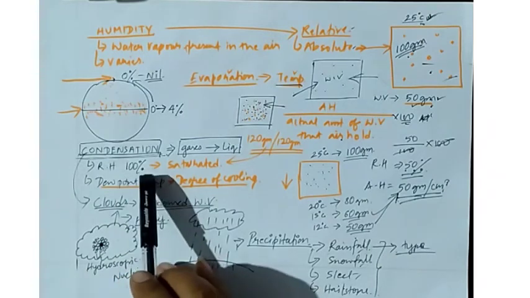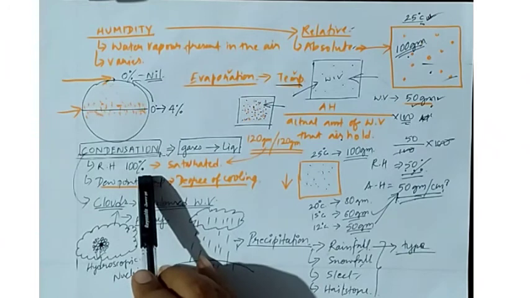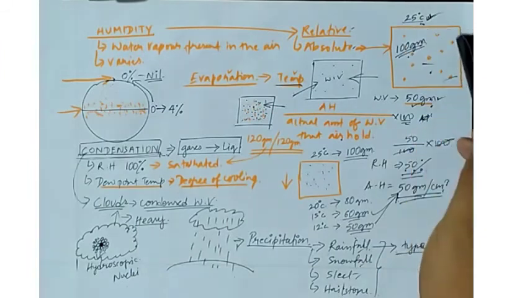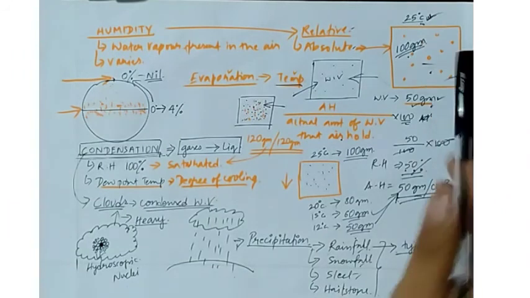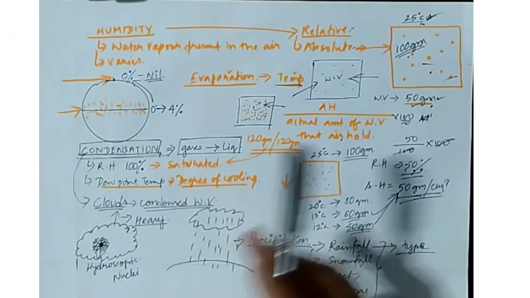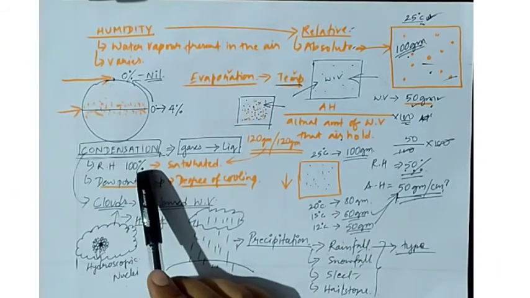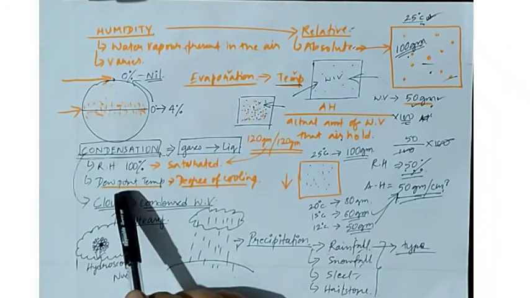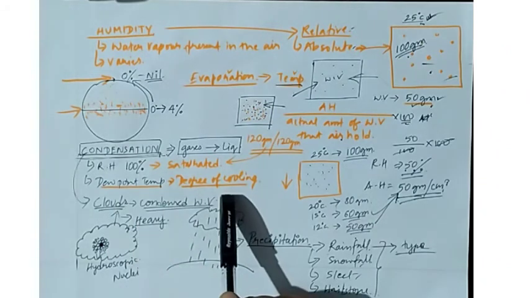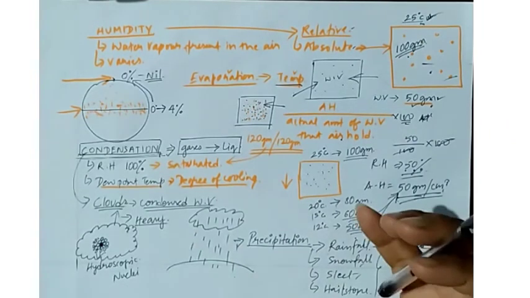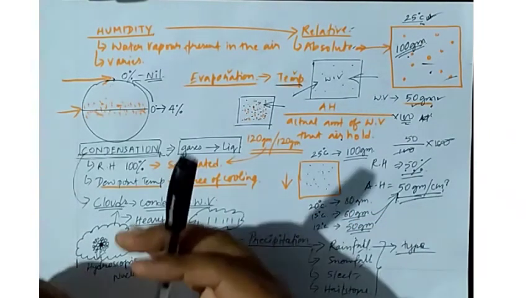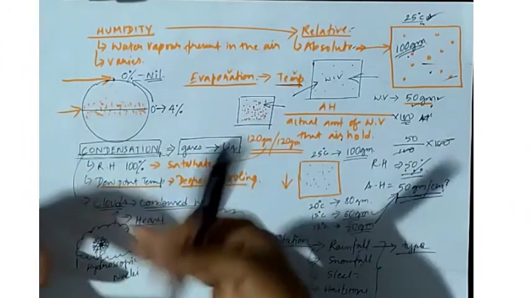Now, relative humidity has to become 100%, and only then will the condensation process begin. For example, over here in this volume of air, we have only 50% relative humidity, so the water vapor will not be condensed. Next is the dew point temperature, or the degree of cooling. The lower the temperature, the higher the chance for the air to reach 100% relative humidity.